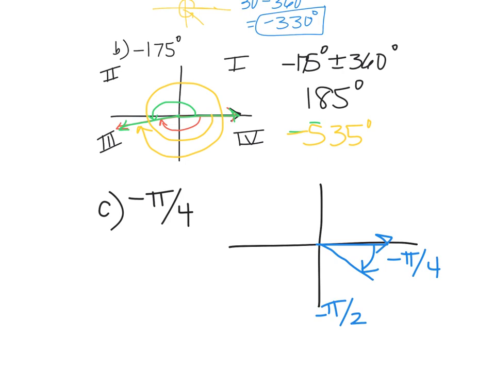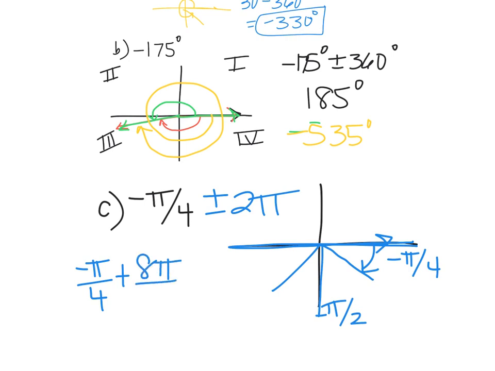Remember, the entire bottom half would be to go pi. So this would be pi over 2. That's 3 pi over 4. Okay. So negative pi over 4. I'm going to take this, and I'm going to add and subtract 2 pi. All right. So let's take negative pi over 4, and I'm going to add 2 pi to that.